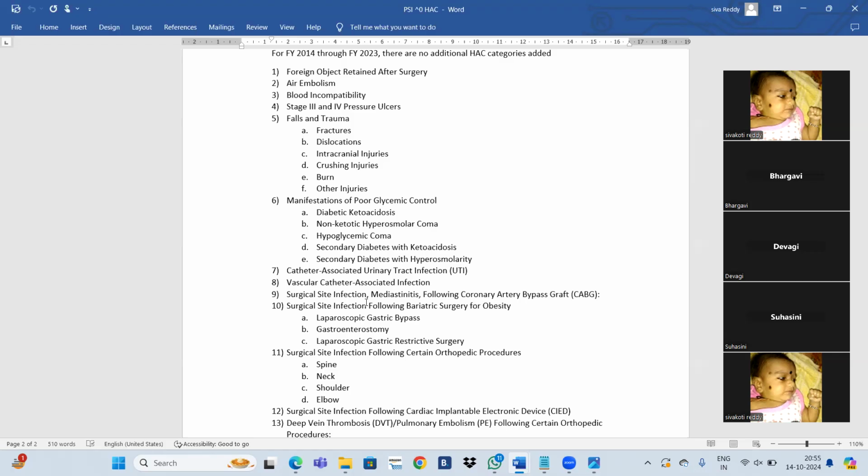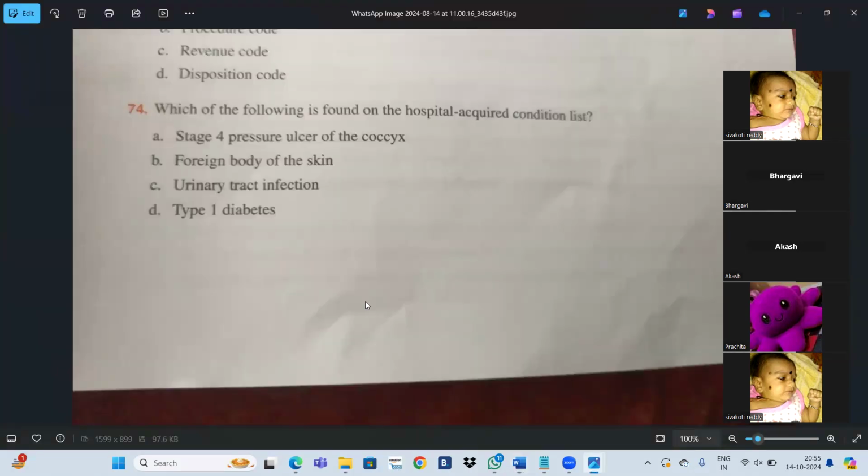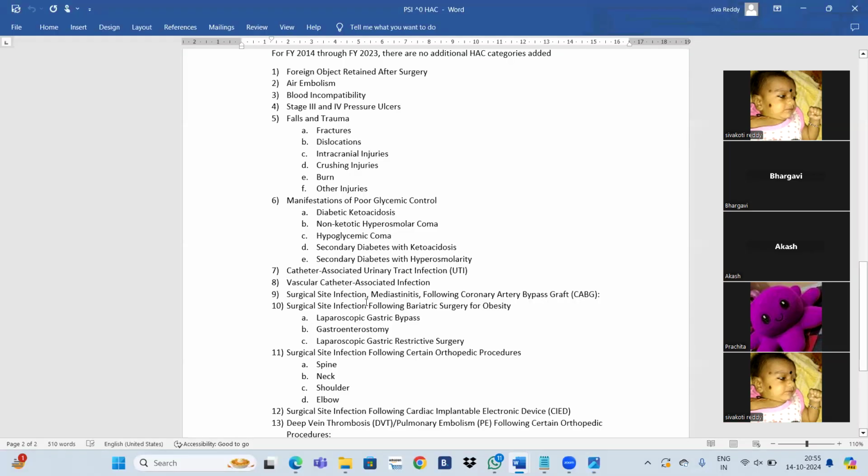So read the question, understand the concept, and read the pressure ulcers line. Stage 3 and stage 4 ulcer. Stage 4 ulcer was the exact answer. UTI, type 1 diabetes are not there. Stage 4 pressure ulcer is there. Stage 3 and stage 4 ulcers. Clear? Yes, stage 3 and stage 4 ulcers were the HAC.